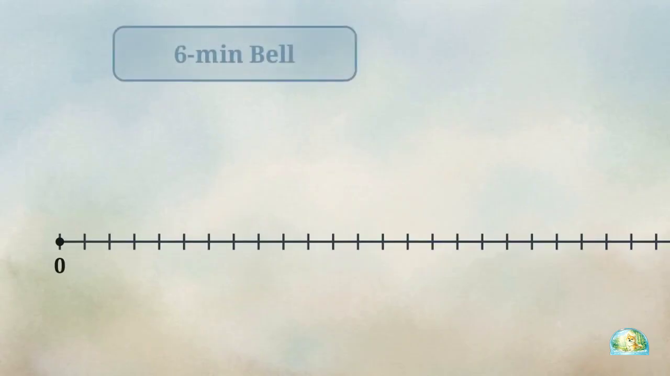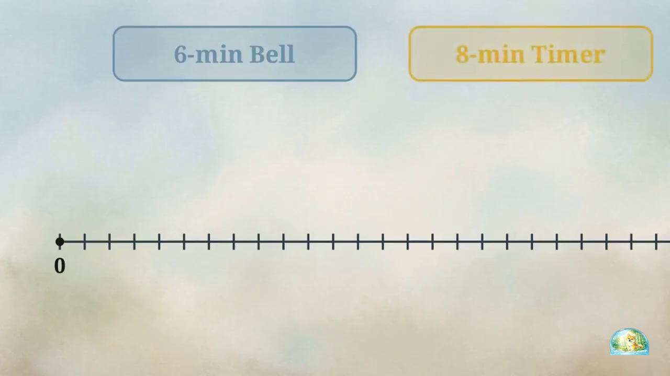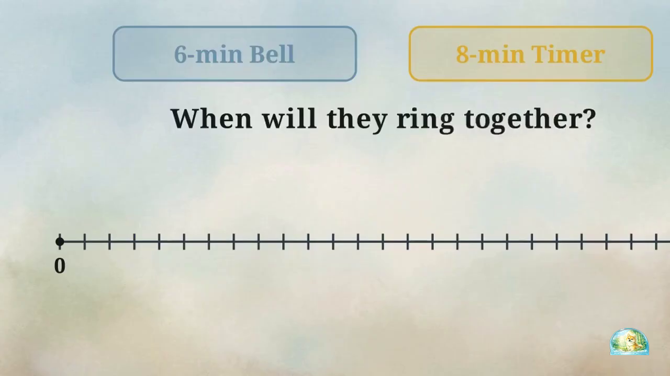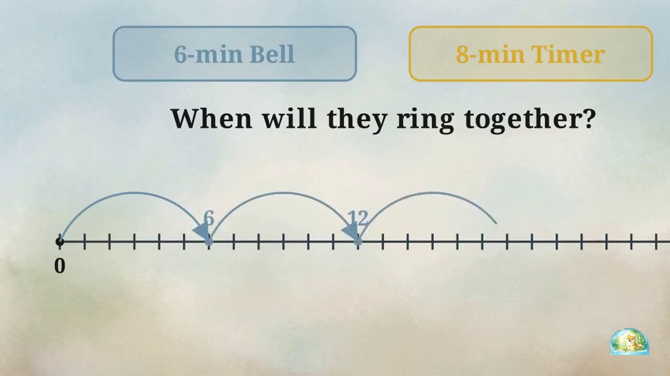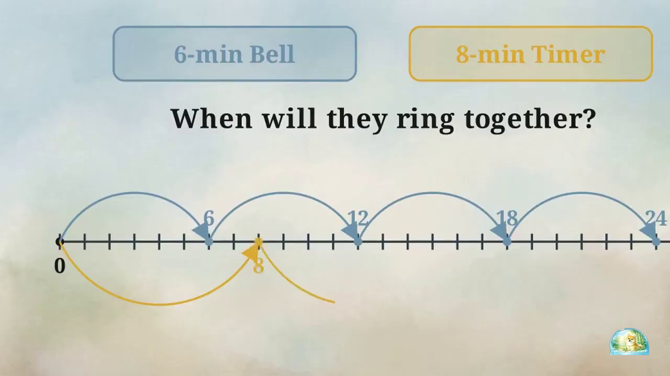Now let's watch the numbers move in the opposite direction, outward. Imagine a school bell rings every 6 minutes, while a lunch timer rings every 8. We need to know when they'll eventually ring at the same time. We track this by using multiples, forward-moving jumps. For the 6-minute bell, we move along the bank in increments of 6, landing on 6, 12, 18, and 24. The 8-minute timer takes larger leaps. It moves from 0 to 8, then 16, then 24.